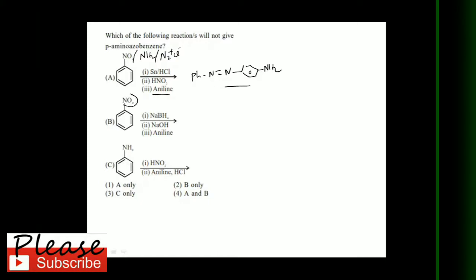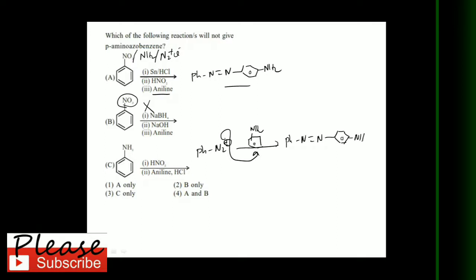Now here sodium borohydride. Generally the NO2 group is not reduced with sodium borohydride, so in this case no reaction. Now here NH2 is converted to N2+. So this aniline is converted to diazonium ion N2+, and next, reaction with aniline. So a coupling reaction takes place. This N2+ attacks at the para position, giving Ph-N=N- and so on.